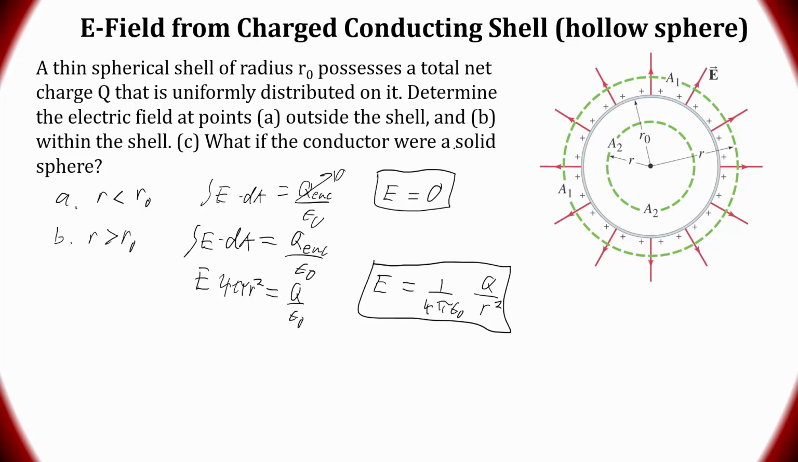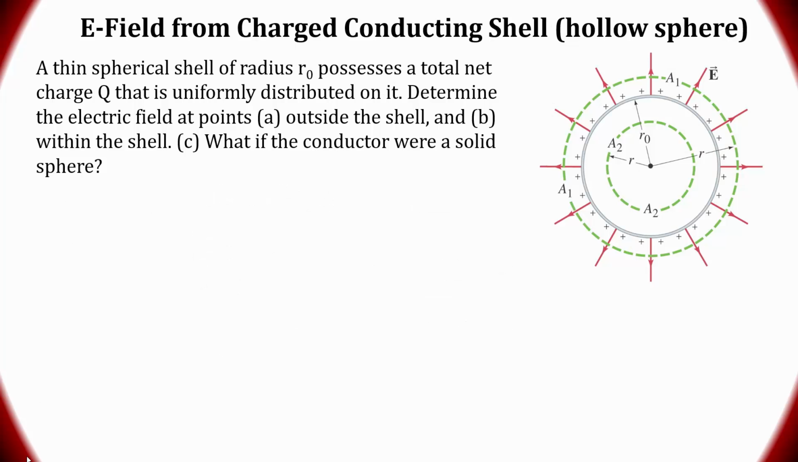And what if the conductor were a solid sphere? Well, we know that the charge would distribute itself on the outside. So inside, Q enclosed would be 0, and outside Q enclosed would still be Q, so it wouldn't change a thing. No change if it's a solid conducting sphere.